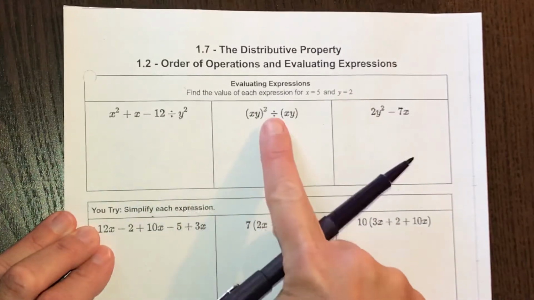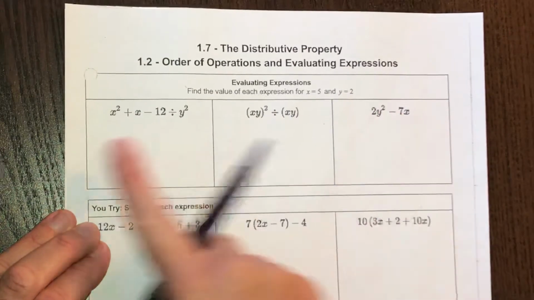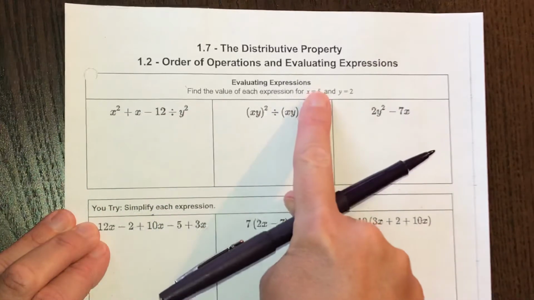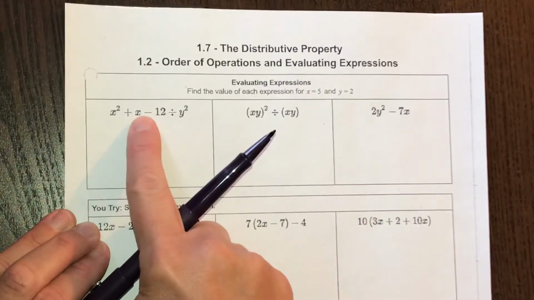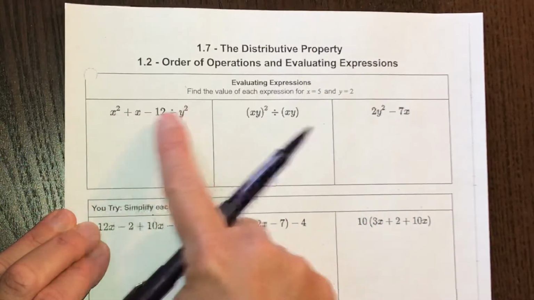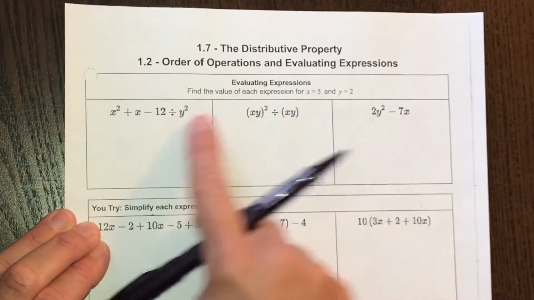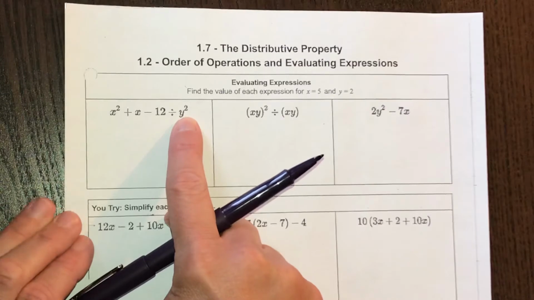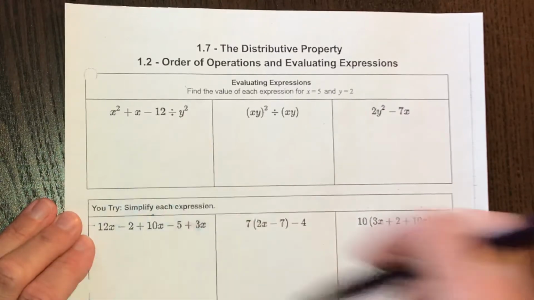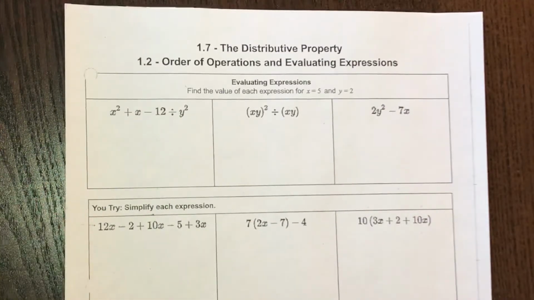So as I'm looking at these three problems that I have, I'm going to substitute in a 5 every place that I see an x. So if you see multiple, you're going to replace all of the x's with a 5. And the number 2 is going to go in place of every place where you see a y. So first what I'm going to do is my substitution.